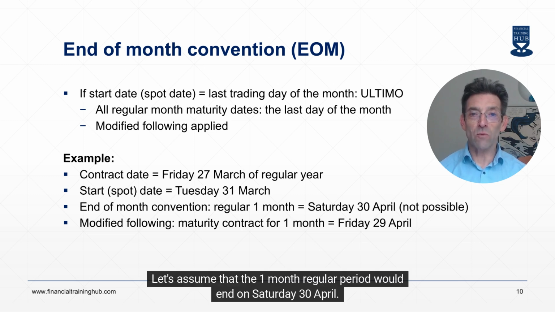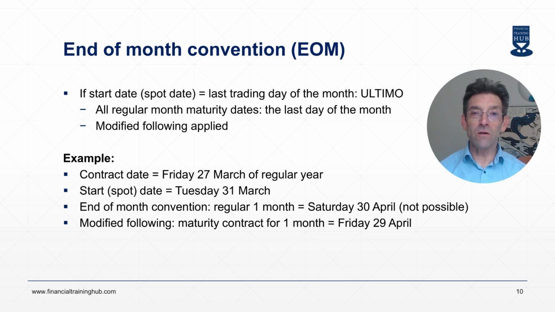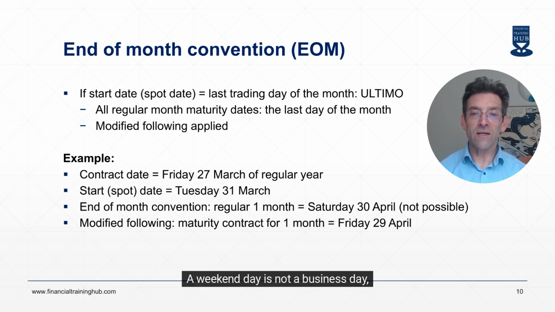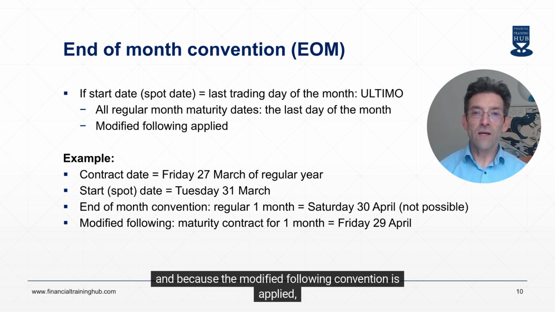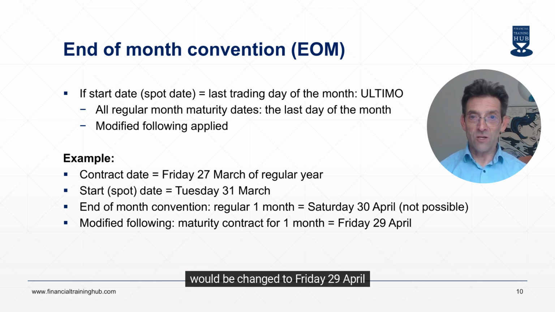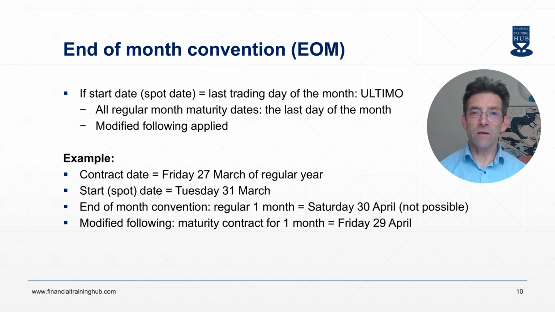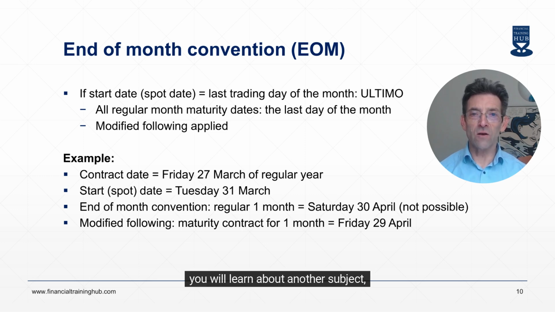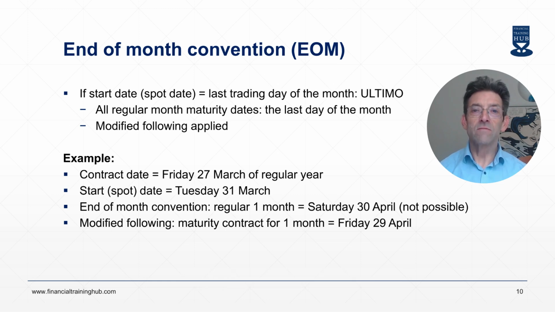Let's assume that the 1-month regular period would end on Saturday the 30th of April. A weekend day is not a business day, and because the modified following convention is applied, in this example, the 1-month regular maturity date would be changed to Friday the 29th of April and not to Monday the 2nd of May. Next, you will learn about another subject, the yield for a broken period.